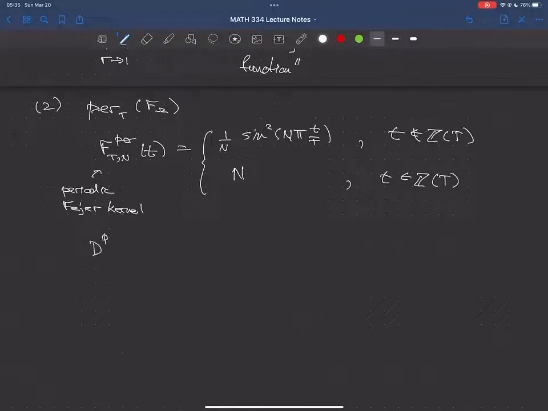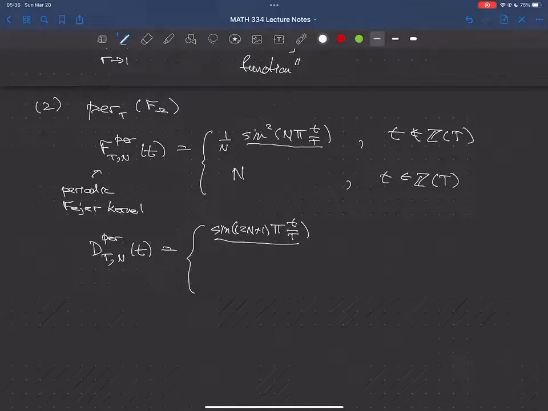And then, I didn't talk about the Dirichlet kernel, as I said, but I will talk about the periodic Dirichlet kernel. And the Dirichlet kernel will come up later. Okay, so this one is sine (2n plus 1) pi t over T, over, oh, sorry, I forgot the denominator here. So the denominator here is sine pi t over T, all right? And so this is true again for times that are not integer multiples of T, and at integer multiples of T it has the value 2n plus 1.